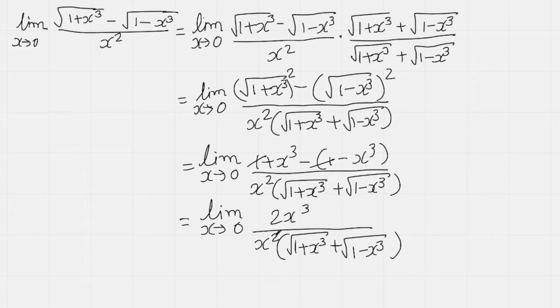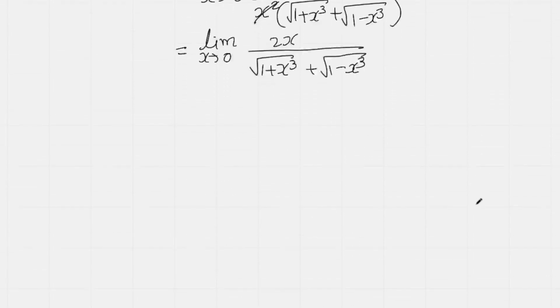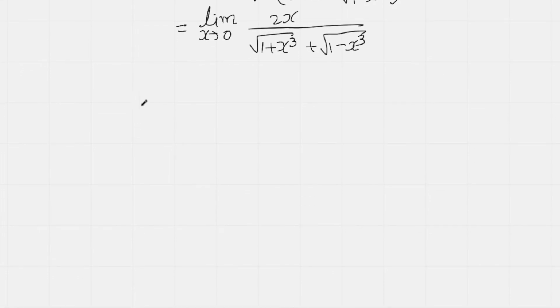Now you can see that x square in the denominator and x square in the numerator get cancelled. So we have limit x approaches 0, 2x divided by square root of 1 plus x cube plus square root of 1 minus x cube. Now you can see that if we substitute x is equal to 0, we will not get 0 in the denominator because x square is already removed from the denominator.